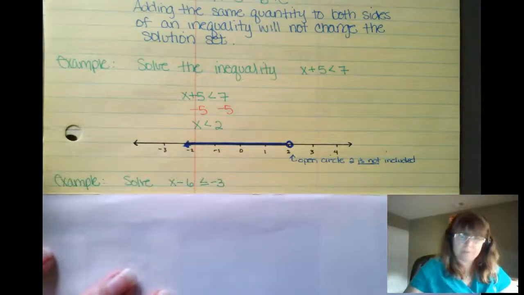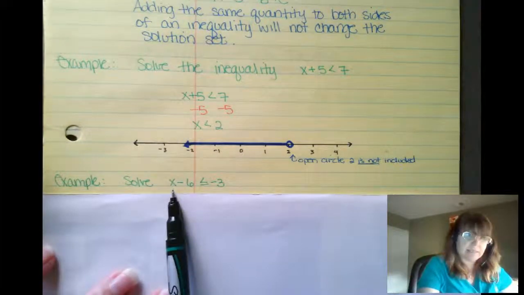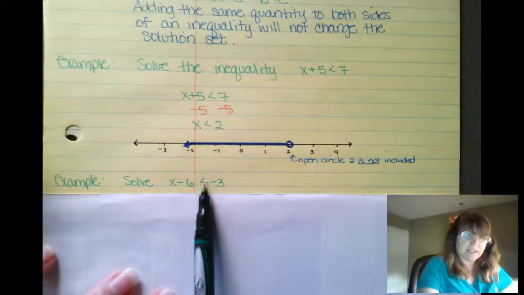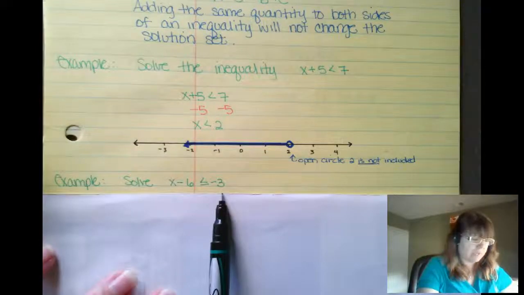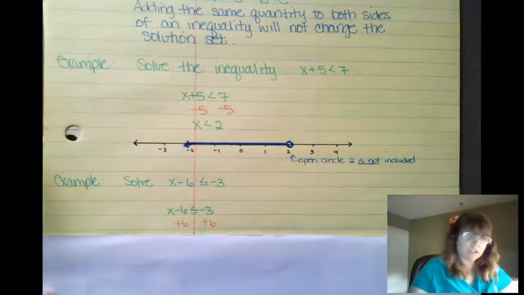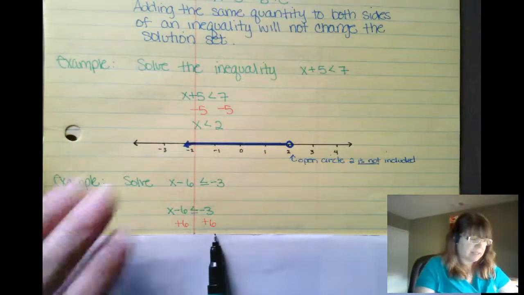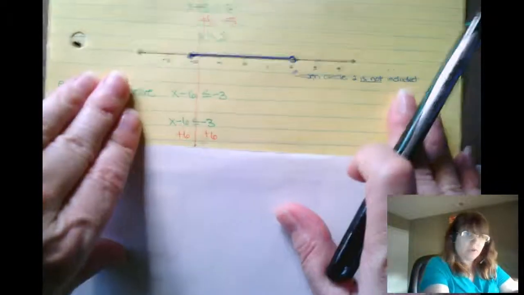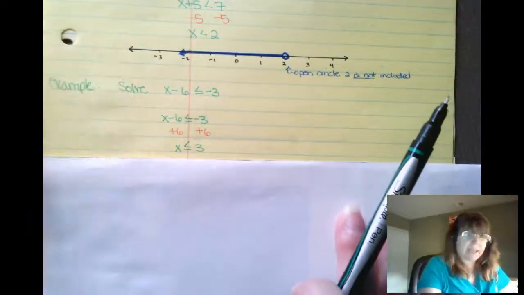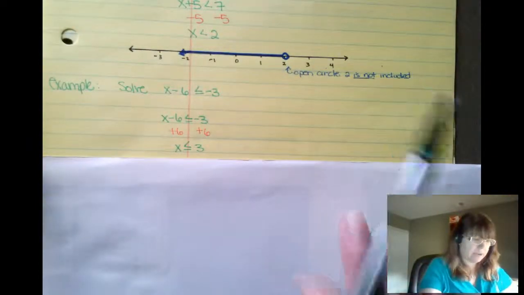Let's try another problem. x minus 6 is less than or equal to negative 3. Again, we're just going to treat it like it's an equal sign at first. Add 6 to both sides. Now I have x is less than or equal to 3.